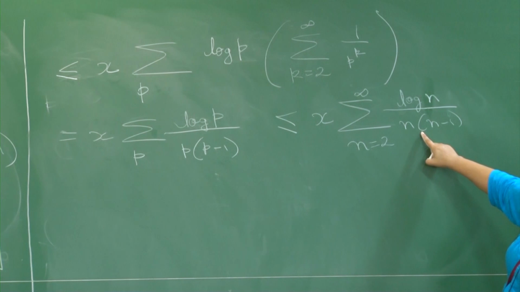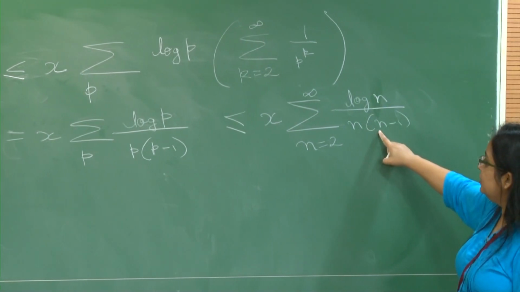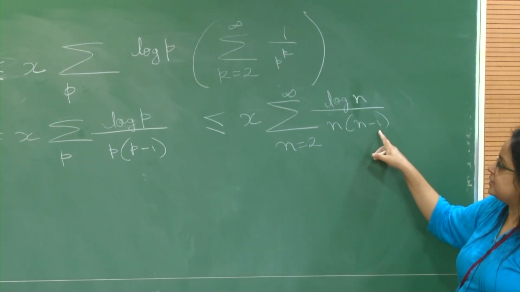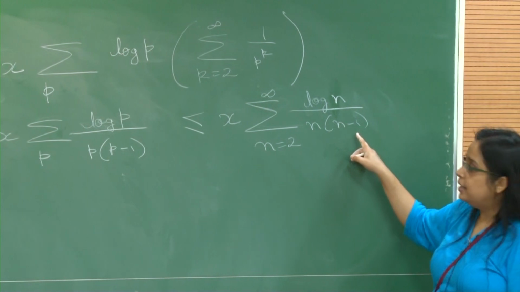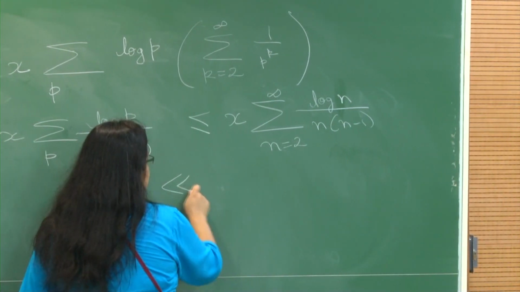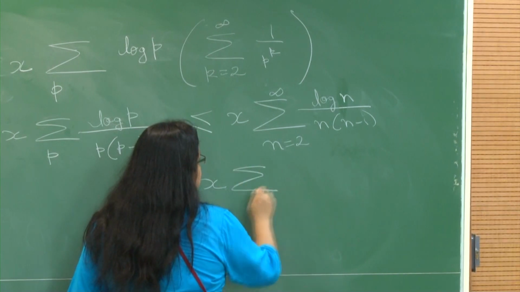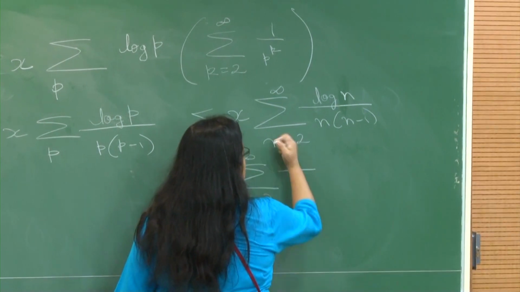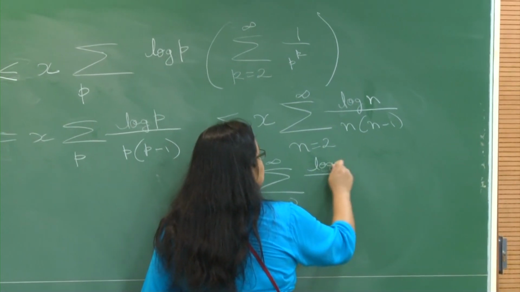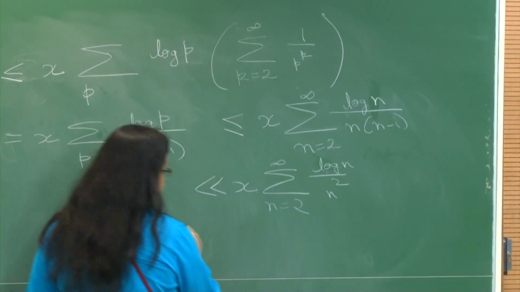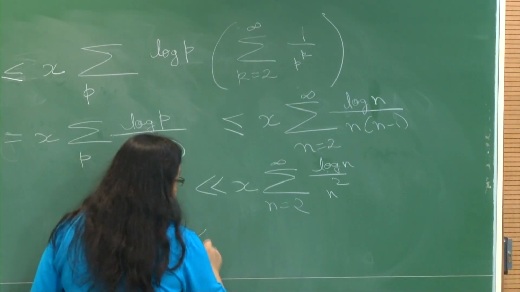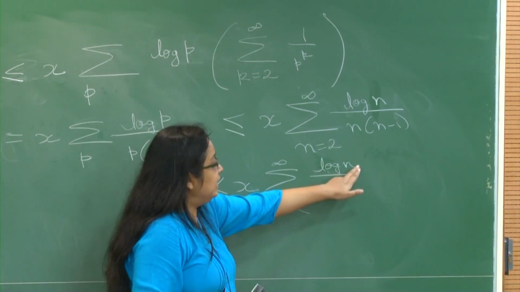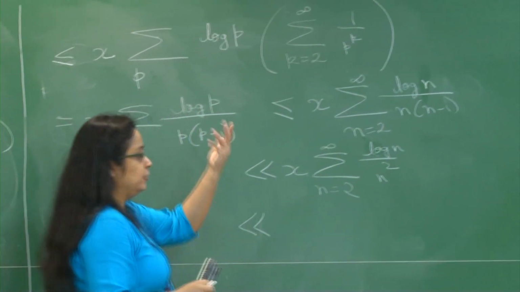So, what do you have here? Log n over a function which is of the order of n square, because this is n square minus n, this is certainly O of n square, right. So, what you have is less than x times summation n going from 2 to infinity of log n over n square, which furthermore, by an exercise that I wrote for you, log n is less than n to the epsilon for any epsilon.